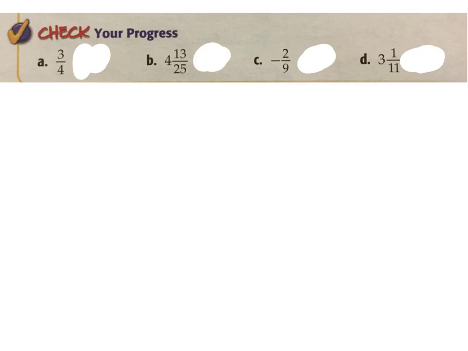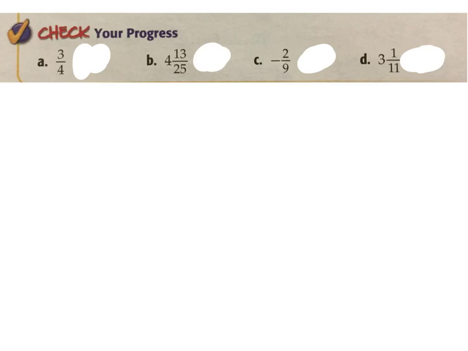And then D, 3 and 1/11. We got 3.09 with the 0.9 repeating. What do we get on that one? Does everybody agree? 34? Because you didn't finish. You do 3 times 11, which is 33, plus 1, which is 34, but that's still over 11. You have to make it an improper fraction. So now, what is 34 divided by 11? Oh, I forgot to divide. Yeah, absolutely. So that's going to be 3.09 repeating.